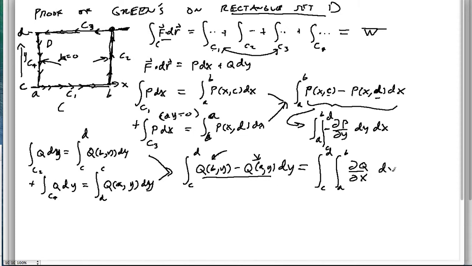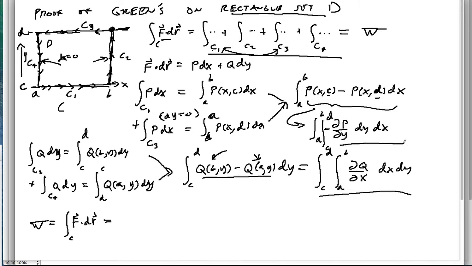D, and now at this point it's dx dy. All right, now we're going to add together all of the paths together. So the work then is going to be equal to the integral of the vector field dot dr, and we're going to add this integral and that integral together.